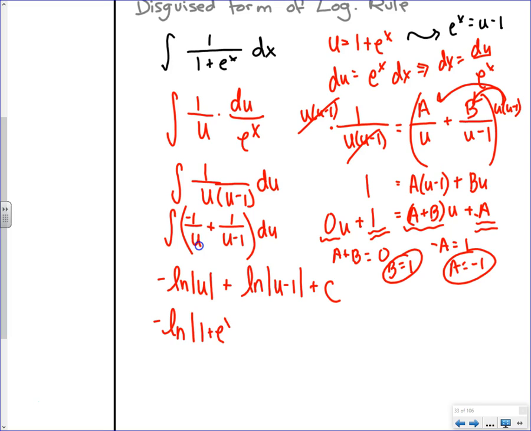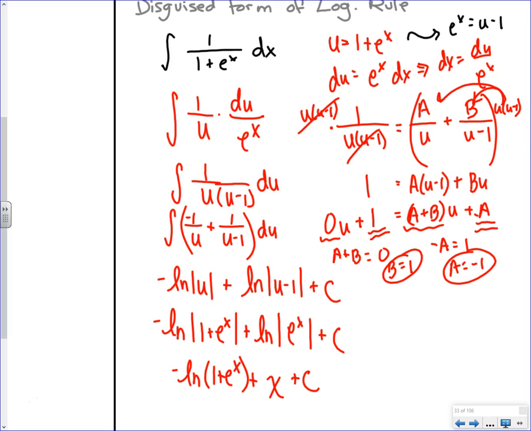and then I end up with negative ln of, who was u? 1 plus e to the x, plus ln of e to the x plus 1 minus 1, just e to the x. Wouldn't that just be x? Because ln and e can cancel, right? And also, e to the x is always positive, true? So I can forget the absolute value, it's okay, e to the x is always positive, and ln of e cancels out. Over here, e to the x is always positive, plus 1 always positive, so I just put negative ln of 1 plus e to the x, plus c.